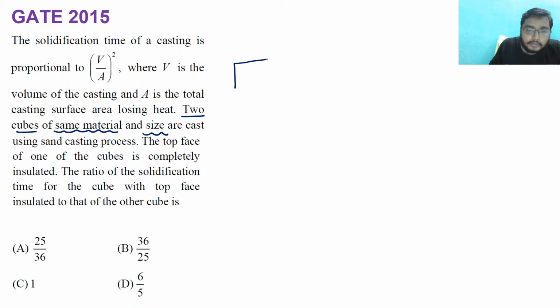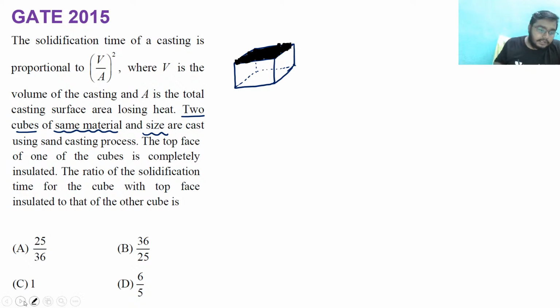So suppose this is my cube. Okay, this is my cube. What is being told here is that the top face, suppose this is my top face, right? This top face is actually insulated. So let this be insulated. Okay, so my top face is insulated like this. These things we know. Top face of one of the cubes is completely insulated. Suppose this is my insulation. Okay, so there is an insulation.